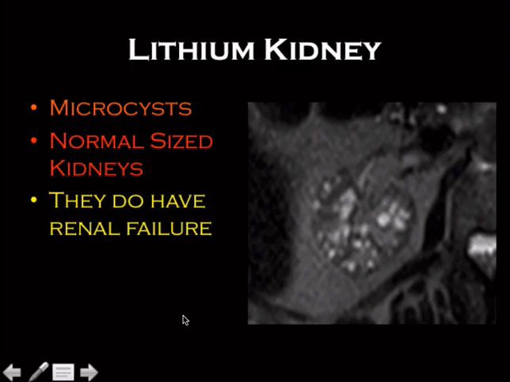Or they could just not tell you at all, and then the question could be something like, instead of what is it, it could be what medication do you think this patient has taken. There's lots of different ways you could write a question about lithium kidneys, but it's a bunch of small cysts and a normal-sized kidney. Remember, when you're working at cystic renal disease, the size of the kidney is helpful.